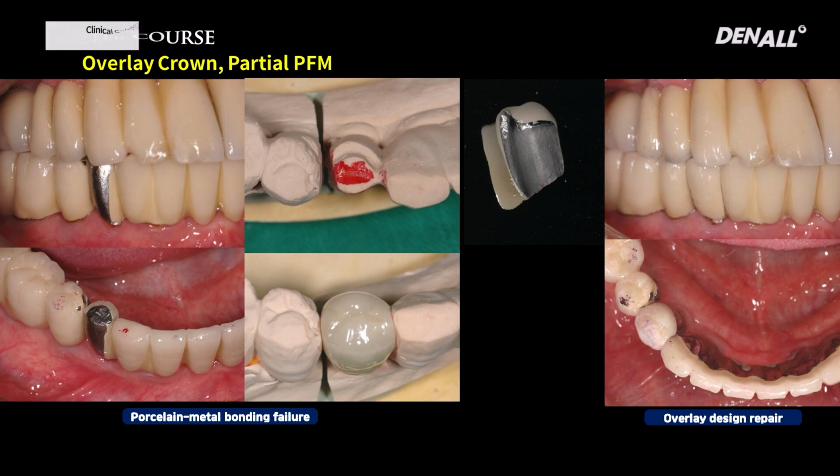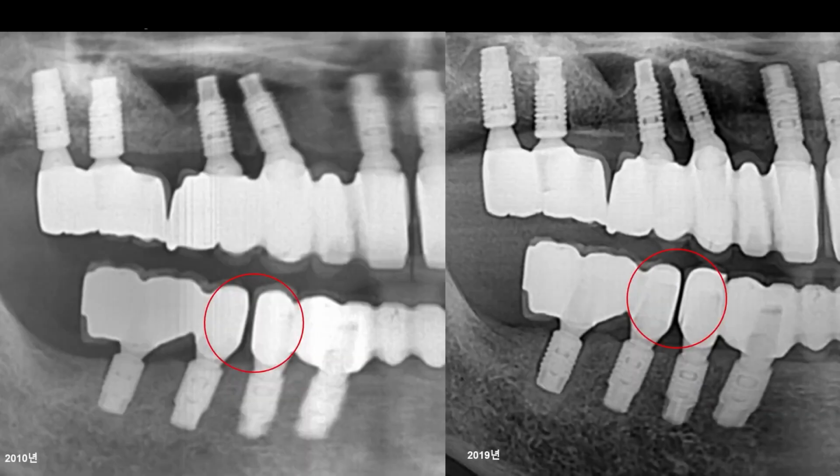In this case it was a long unit, so removing everything for repair was tricky. So what I did was, the thickness was sufficient, so I prepped it as an overlay, and delivered a new partial PFM.